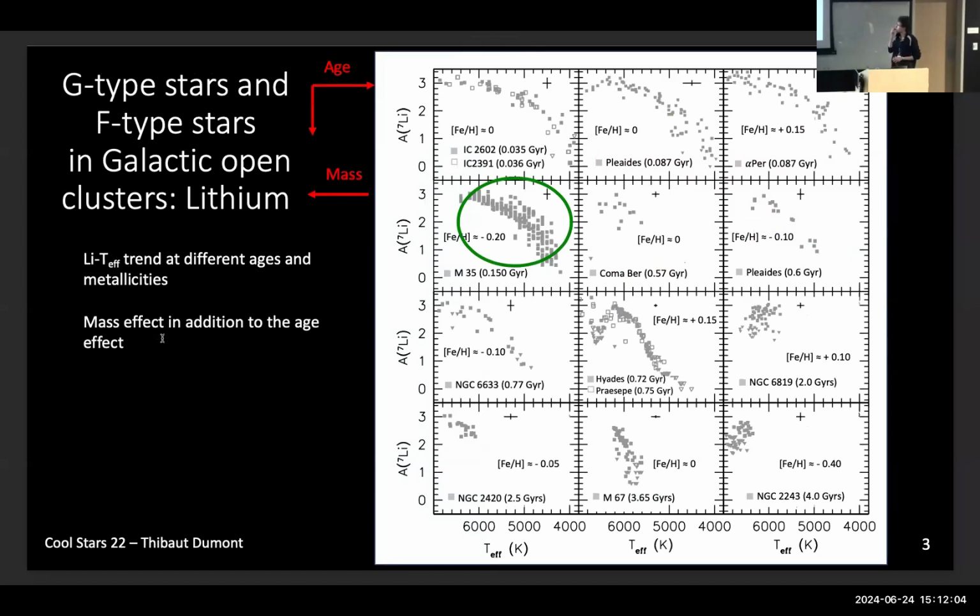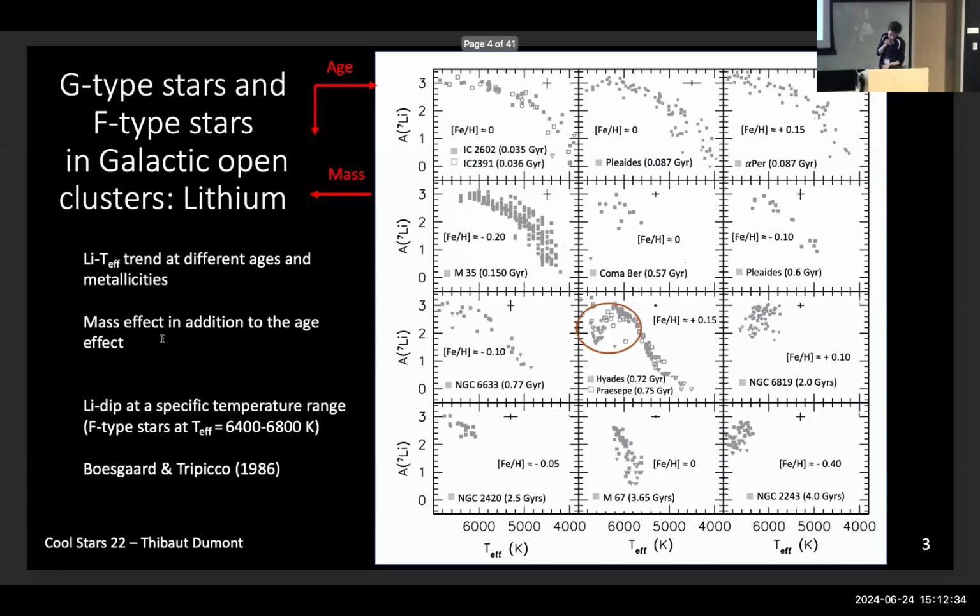If we extend to other stars, we have here a similar plot with the lithium versus the effective temperature, but for open clusters at different ages and different metallicities. And what we see is that in addition to the trend of depletion of lithium with time, we have a trend with the effective temperature or the mass, with basically the low mass stars being more lithium depleted than the more massive stars at the same age.